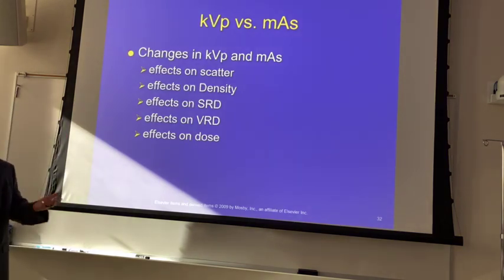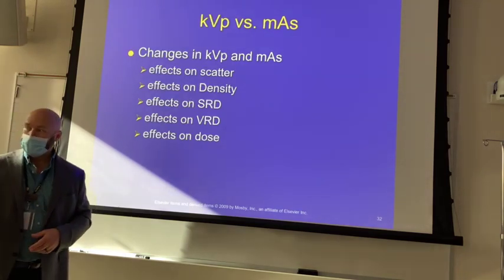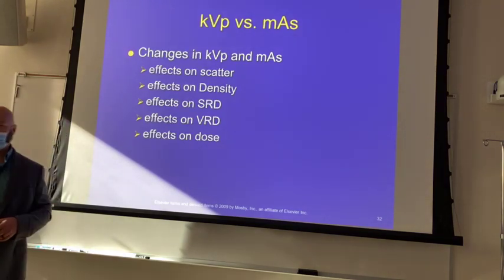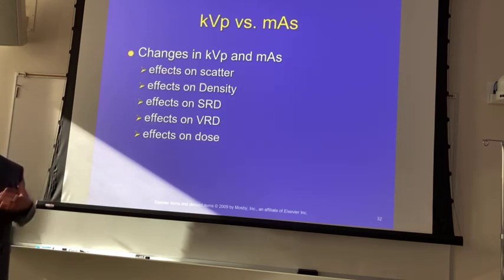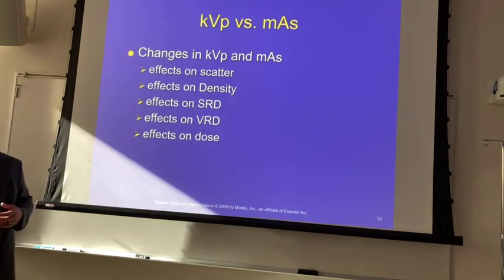Can you follow me, the difference between those two? So percentage of scatter remains the same, no matter the mass because of the ratio? Yeah, because the Compton to PE ratio remains the same. Mass doesn't affect your Compton to PE ratio. That's all about kVp. Okay? So in that way, mass doesn't really affect scatter.